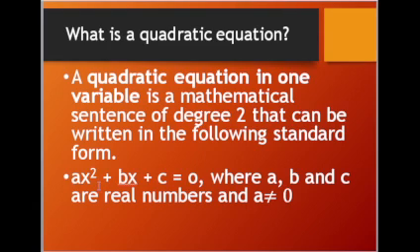Now we will go to quadratic equation. What is a quadratic equation? A quadratic equation in one variable is a mathematical sentence of degree 2 that can be written in the following standard form. We have ax squared plus bx plus c equals 0, where a, b, and c are real numbers and a should not be equal to 0.